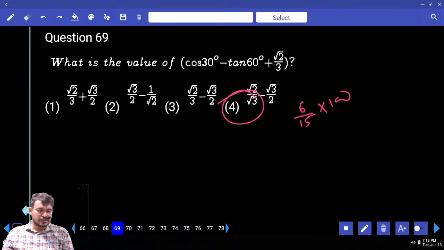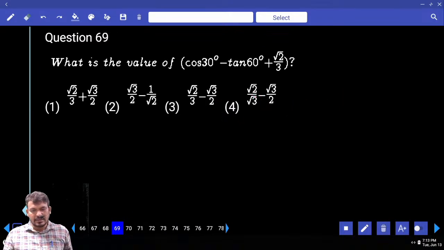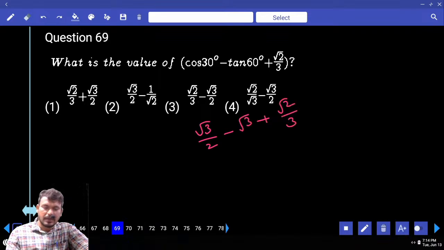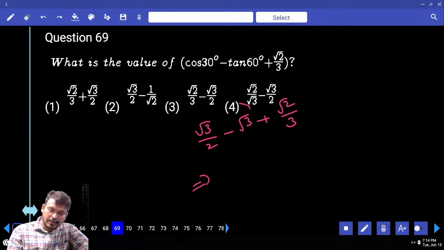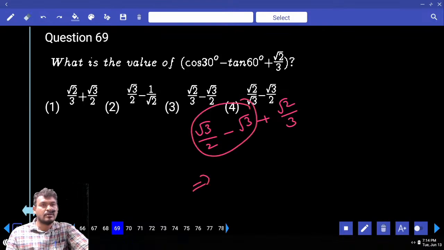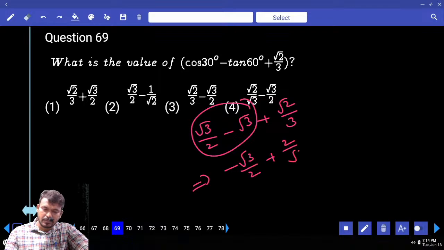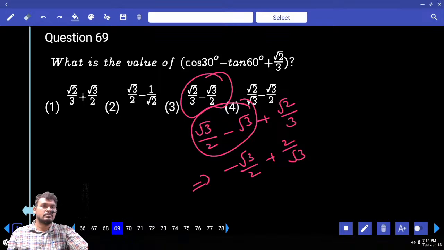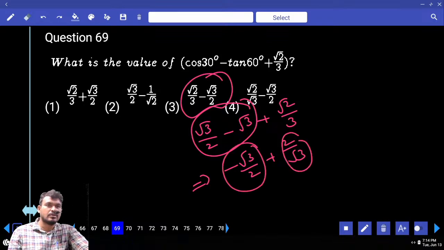Next question, number 69. What is cos 30? Root 3 by 2. Tan 60? Root 3. Plus root 2 by 3. And this one we have written as root 3 minus 2 root 3 by 2. Means we are getting minus root 3 by 2 plus 2 by root 3. Which option? Third option. Positive term minus negative term.